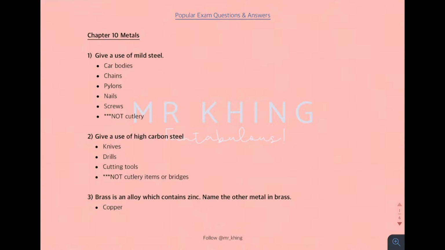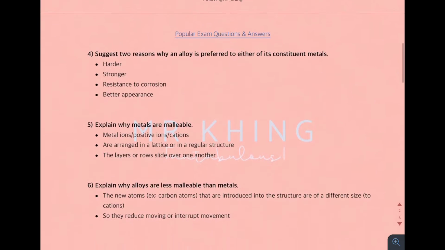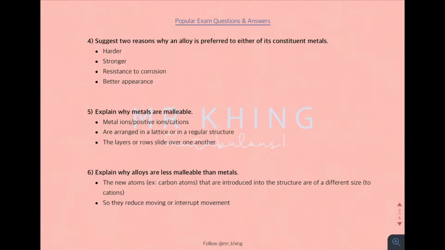Okay, so you see brass, it is an alloy which contains zinc. So name the other metals in brass. Okay, remember brass is made of zinc and copper. Okay, so next. Suggest two reasons why an alloy is preferred to either of its constituent metals. Which means why alloy is preferred compared to pure metals. Remember, alloy is a lot stronger, harder, resistant to corrosion, and it has a better appearance.